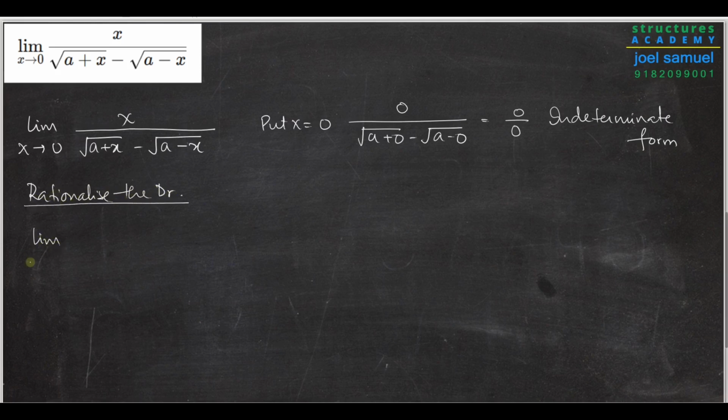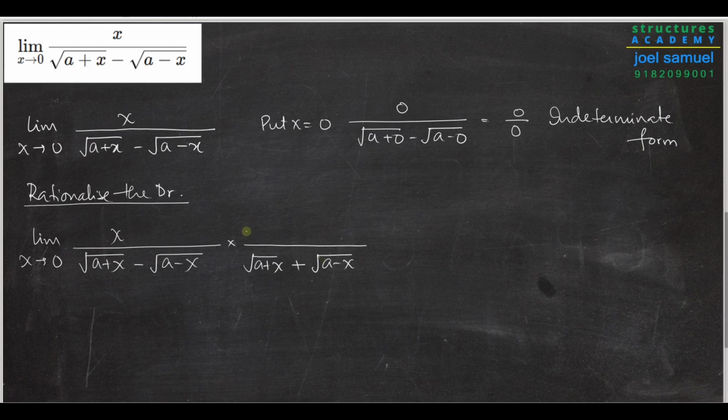The limit as x approaches 0 of x divided by (square root of a plus x minus square root of a minus x). Now we are going to multiply the denominator with the conjugate of this term, which is square root of a plus x plus square root of a minus x, and we'll multiply the same term in the numerator as well. If you notice, the denominator again has the (a minus b) into (a plus b) format. That gives us a square minus b square.